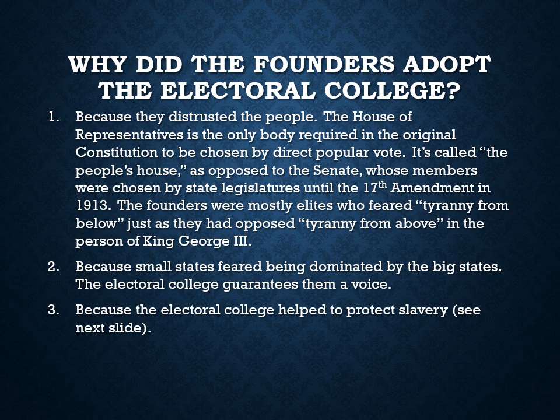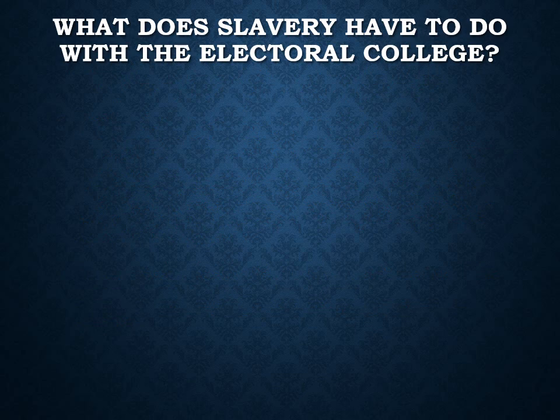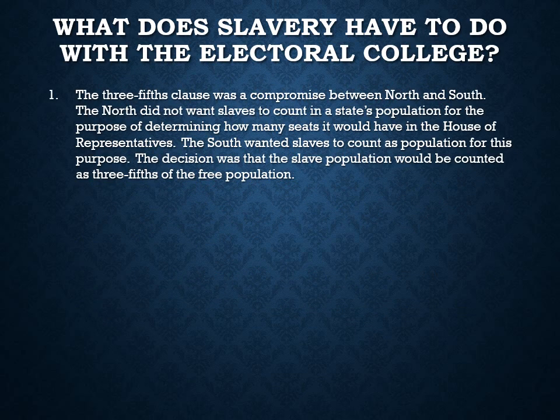Now you might wonder, how could that be the case? Well, if you remember from American history or from government if you've taken it, there's something in the Constitution called the 3/5 Clause. It was a compromise between North and South. The North did not want slaves to count in a state's population because that determined how many seats that state would have in the House of Representatives. But the South wanted slaves to count as full members of the population for this purpose. Well, they compromised, and they decided that the slave population would be counted as 3/5 of the free population.